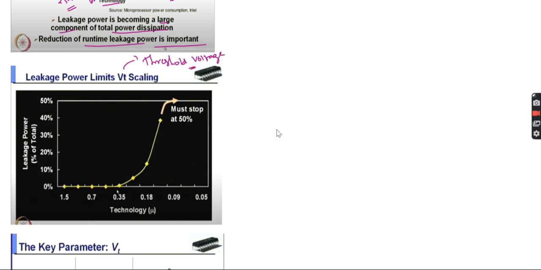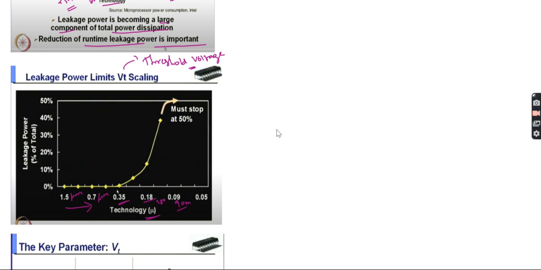We can see here as the technology grows, the technology is given in terms of micrometer. It is 1.5 micrometer, then 0.7 micrometer, that is 70 nanometer, then 35 nanometer. You can see 35 nanometer, then 18 nanometer, it is 0.18 micrometer, 180 nanometer, sorry. So 180 nanometer, then 90 nanometer. So it is going like this.